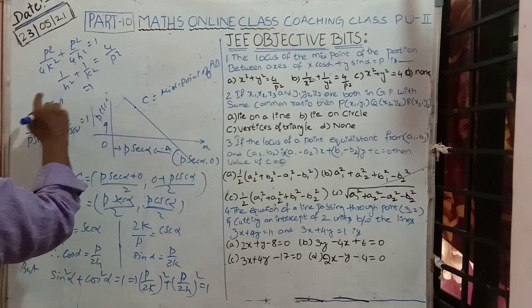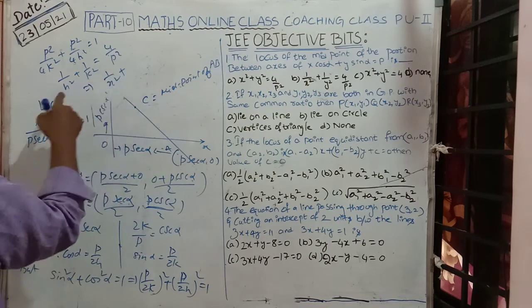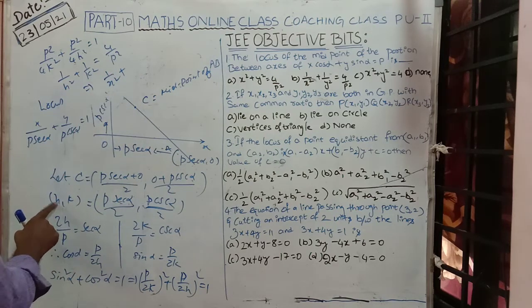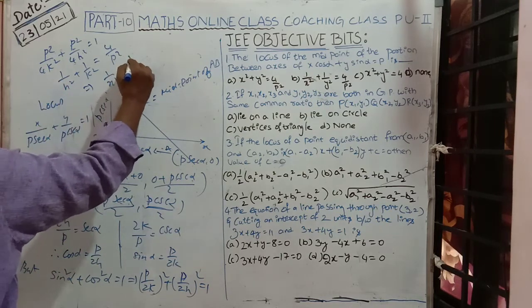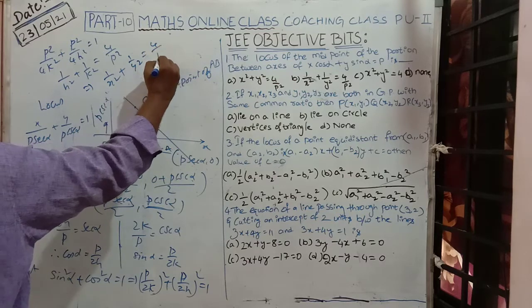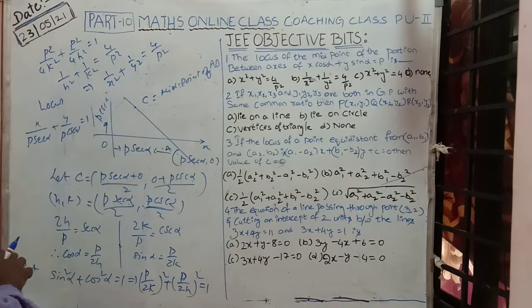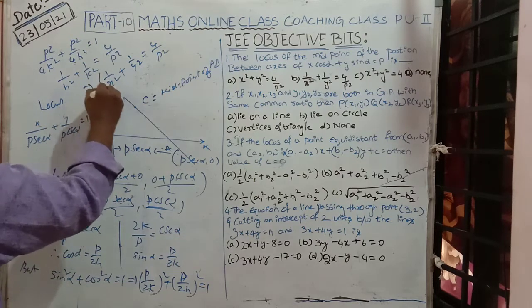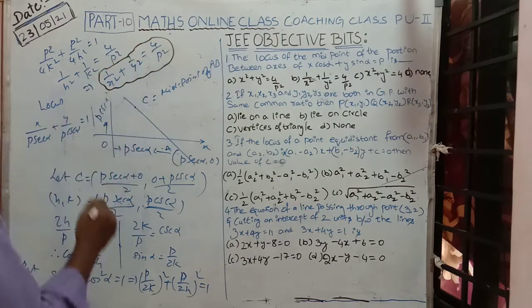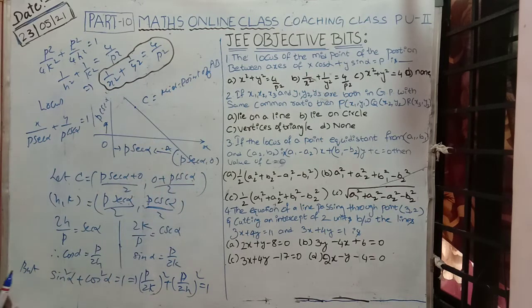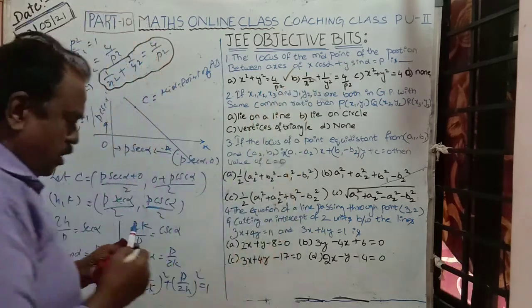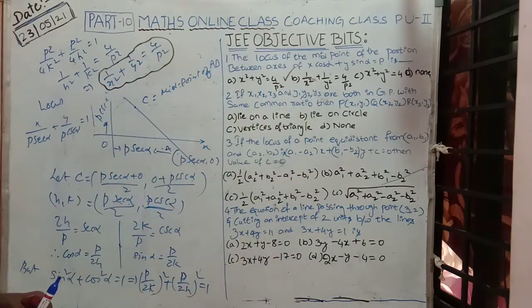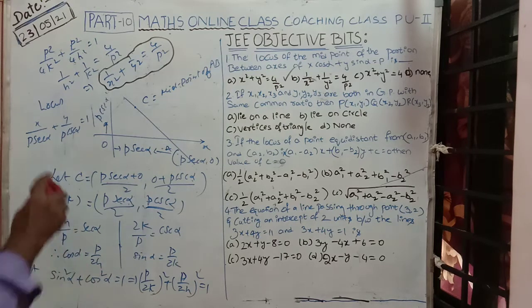Now the locus is 1 by x square. Already I told you, h will become x, k will become y. It is the x coordinate, it is the y coordinate, 1 by y square is equal to 4 by p square. So here it is the locus of the point. Like this, you learn it well. So 1 by x square plus 1 by y square is equal to 4 by p square. This is the locus of the point. Very good concept. Okay, now? Next.